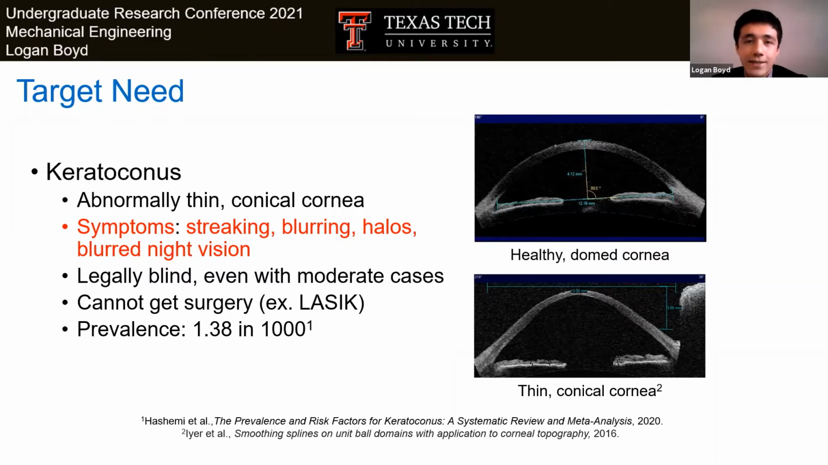Keratoconus is an eye disease that is characterized by an abnormally thin cornea. That thin cornea can bulge outward and cause visual symptoms like streaking. Those symptoms are on top of your regular astigmatism and defocus, so your regular prescription contact lens cannot address the symptoms. In addition, because of their thin corneas, these keratoconic patients are often ineligible for eye surgeries like LASIK, which remove corneal material. So these people are effectively blind and have very little they can do about it.